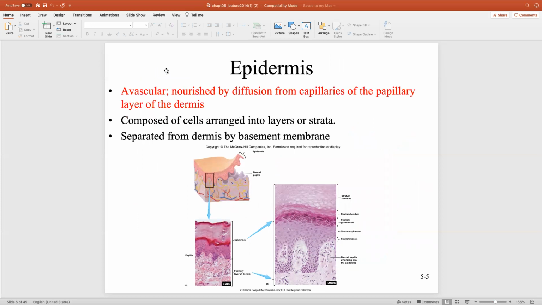So the epidermis. The epidermis is made out of stratified squamous cells. The stratified squamous cells, when found in the skin as part of the integumentary system, are what's called the epidermis. So again, it is stratified squamous cells, but when we find it on the surface of the skin, we call those stratified squamous cells the epidermis.